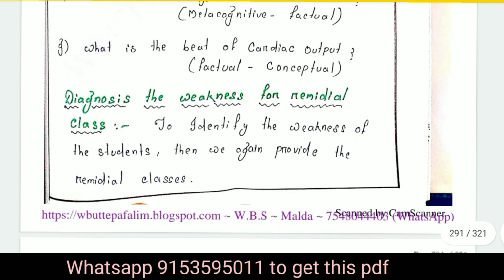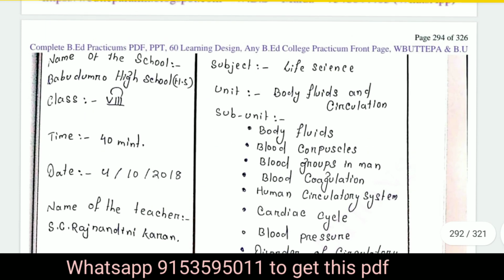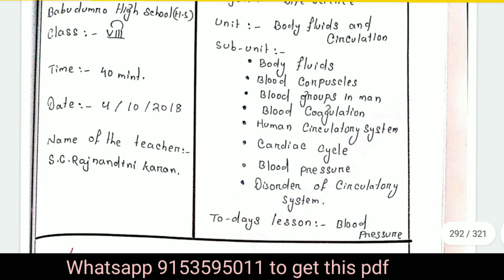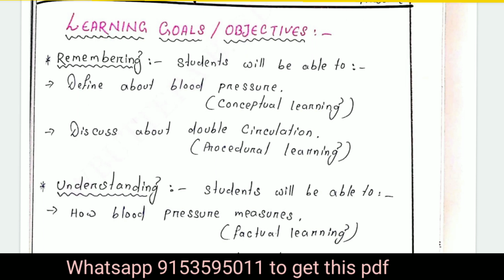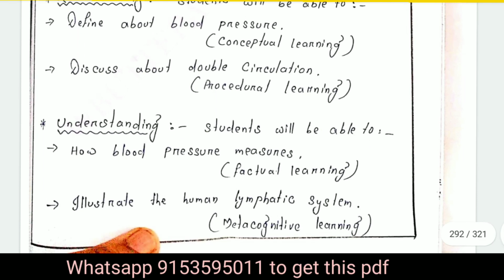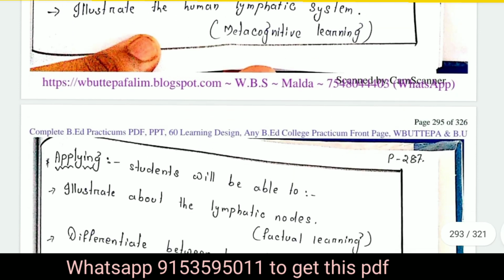Diagnose the weakness for remedial classes. Now we are coming to our learning design number 56. Today's lesson: blood pressure. Learning goals or objective: remembering, understanding. Student will be able to describe how blood pressure is measured and illustrate the human body lymphatic system.